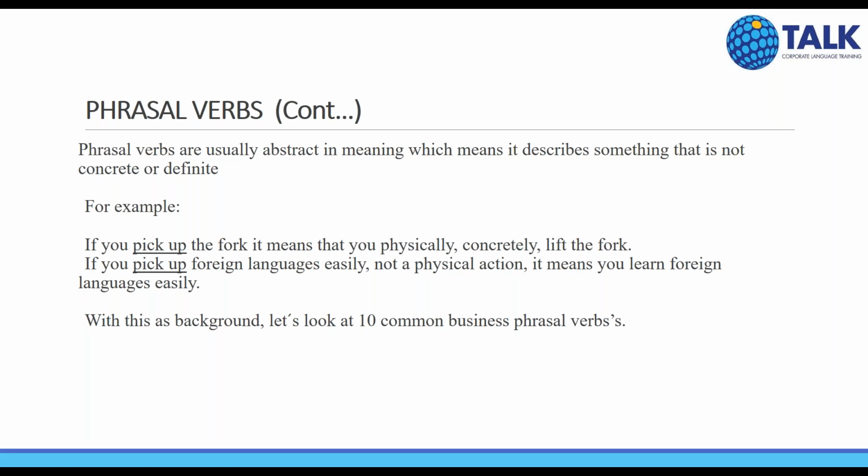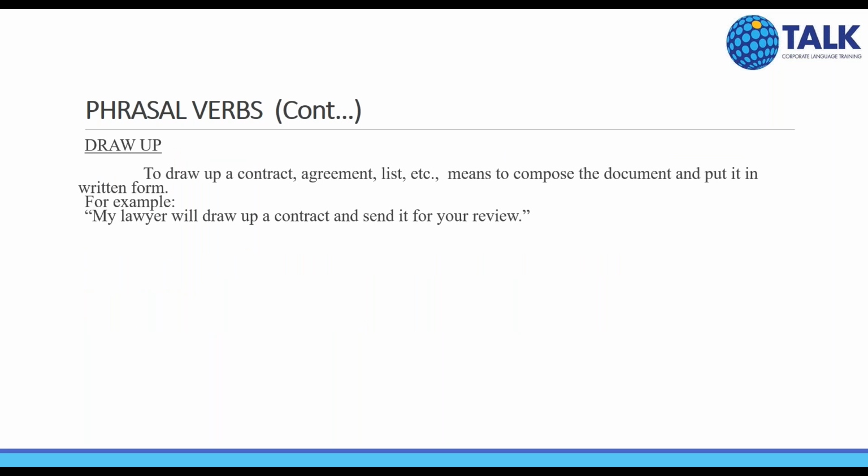So with this as background, let's look at just 10 common phrasal verbs. First one, draw up. If you draw up a contract or agreement, it means to compose. So draw up sounds like maybe you'd be drawing something, but in this sense, it means to compose a document and put it in written form. So my lawyer will draw up a contract and send it for your review.